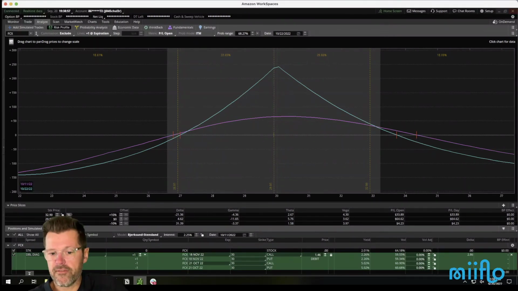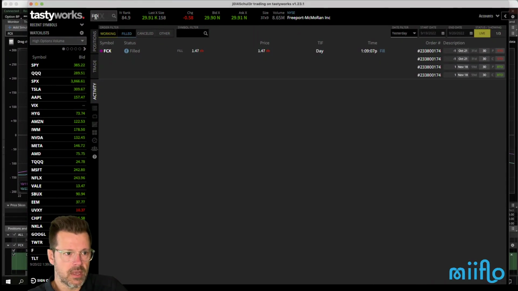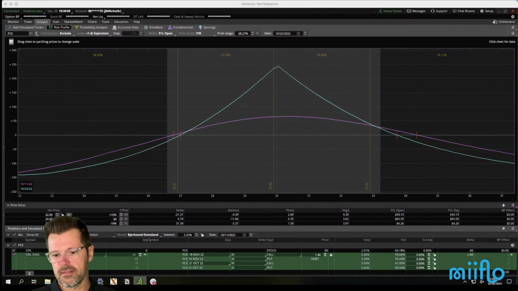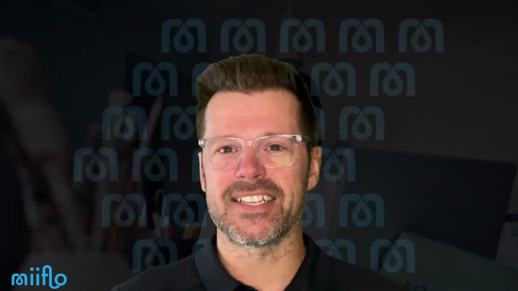Okay, so I've actually put this trade on in another account on a brokerage, Tastyworks. We're going to follow along and see how this goes. I got filled for $1.47, and we'll see how that goes. So that is a dispersion trade.